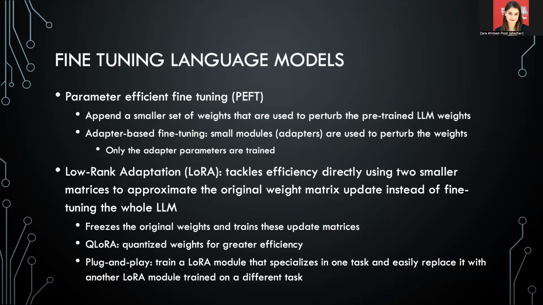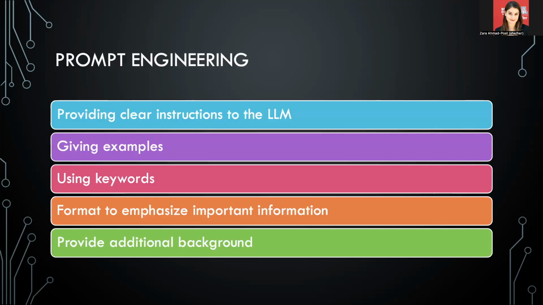We have other kinds of fine tuning, parameter efficient fine tuning. LoRA, if you've heard of LoRA, that's low rank adaptation. So that's just kind of condensing our search space. We're going to use lower rank matrices for tuning.